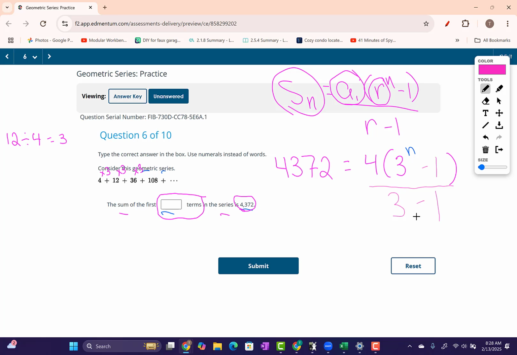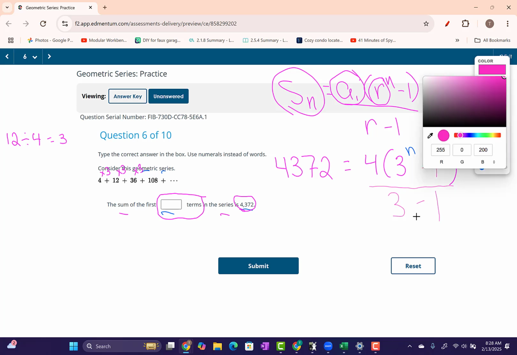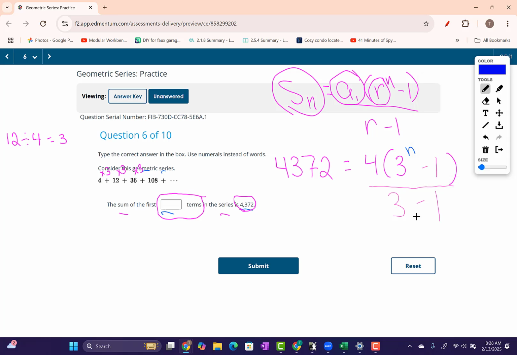It's not multiple choice. So we could work backwards, but it would take a little bit of work to figure this one out, working it backwards. We'd have to guess a lot of different numbers. So let's simplify this just a little bit. Let's start by simplifying 3 minus 1. That's obviously just going to be 2.